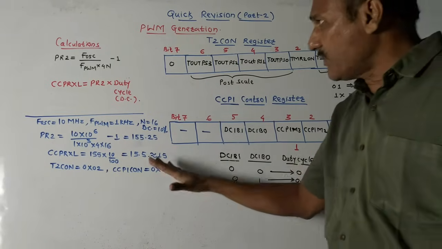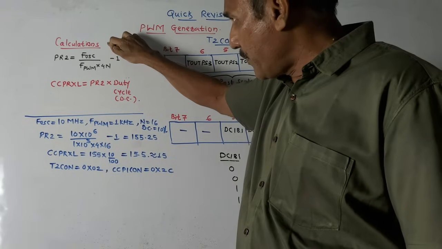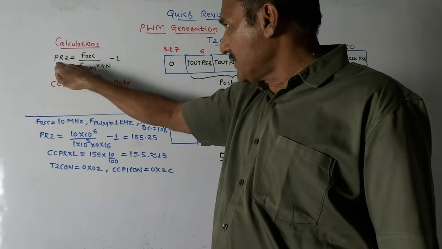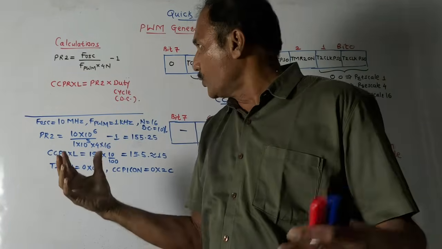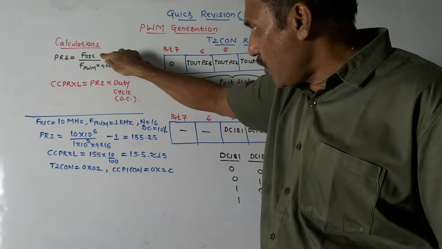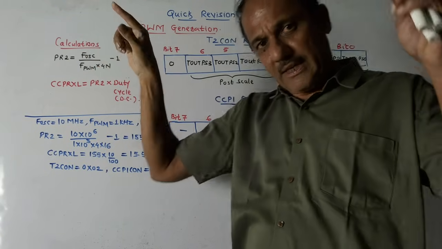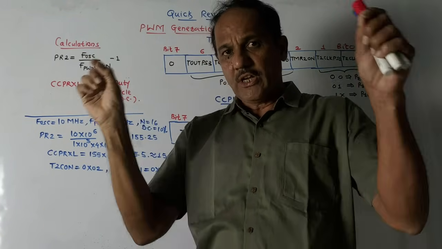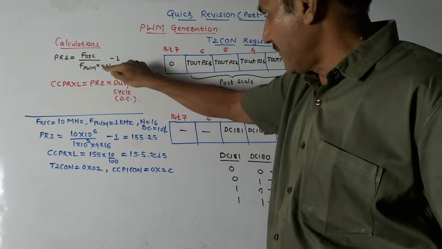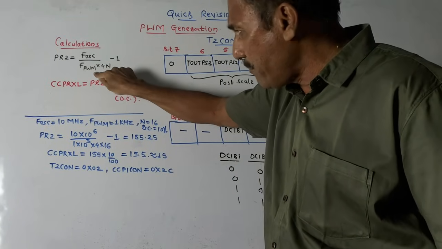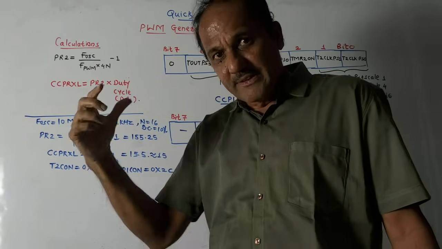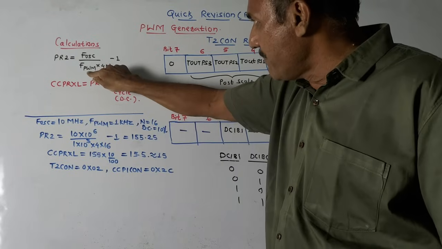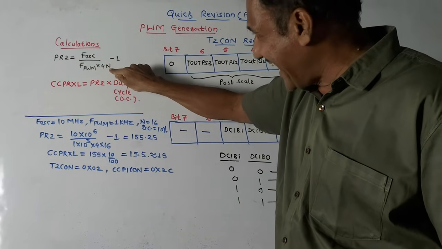Now let us discuss one calculation. Before that, for performing the calculation, you need a simple formula. We need to calculate the value of PR2. So PR2 is F oscillator, that is oscillator frequency. If it is not given in the question, you need to assume a particular frequency. F oscillator divided by FPWM, the frequency of the PWM waveform that you want to generate, which will be mentioned in the question, into 4N.